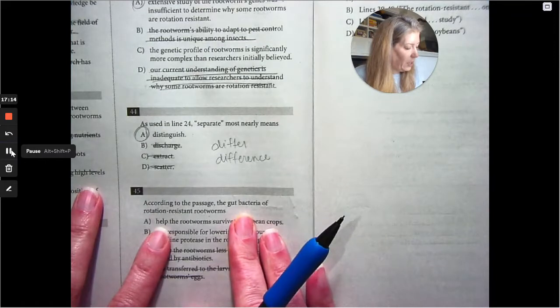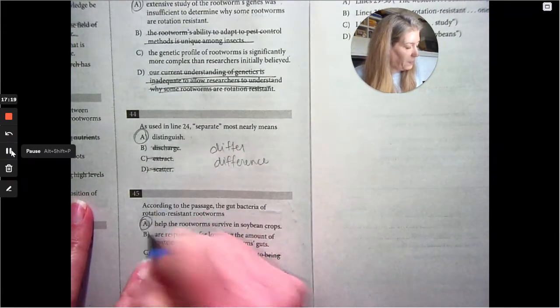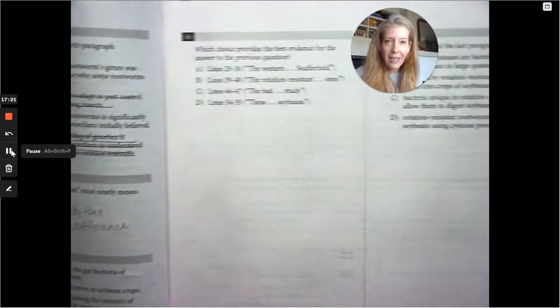All right, let me reread the question. According to the passage, the gut bacteria help the rootworms survive, are responsible for lowering the amounts. No. A. You might have already known that. I had to look back.